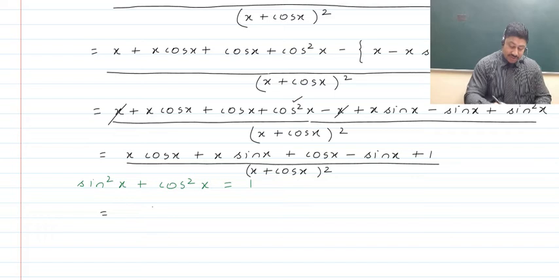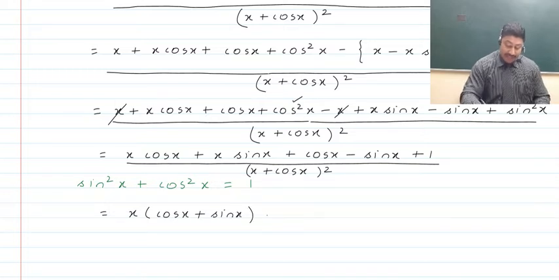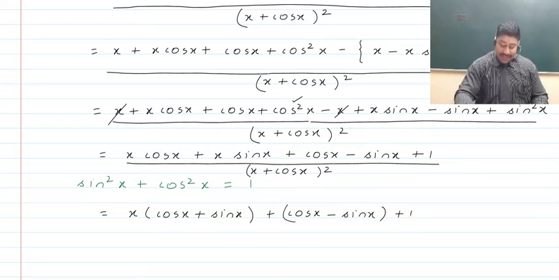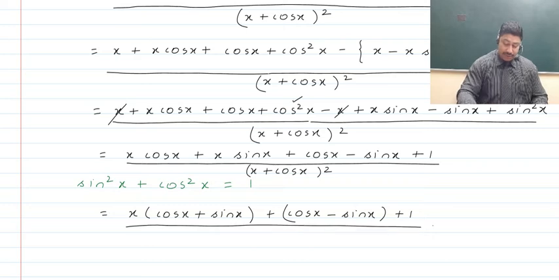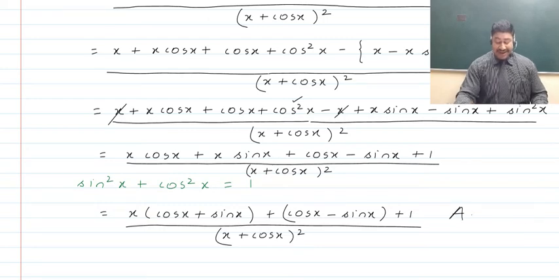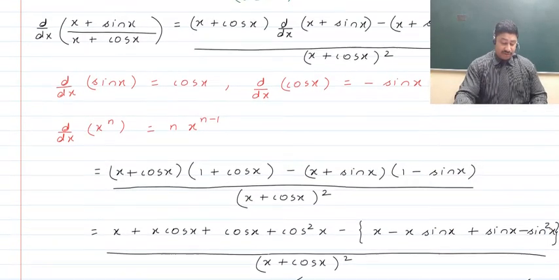So for the children, this can now be written as x, which can be taken common outside, right? And we will now have x times cos x plus sine x, and except that we have added to it cos x minus sine x, and to that is added 1, and in the denominator we have x plus cos x whole square, and that children is the final answer, as we cannot simplify this further.